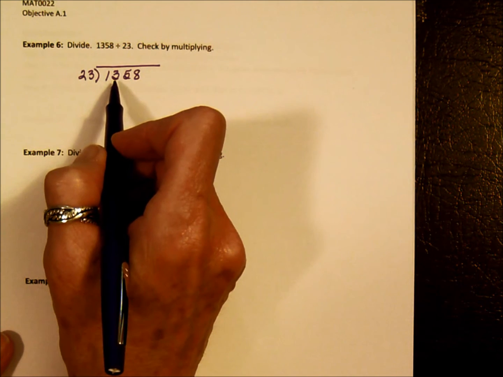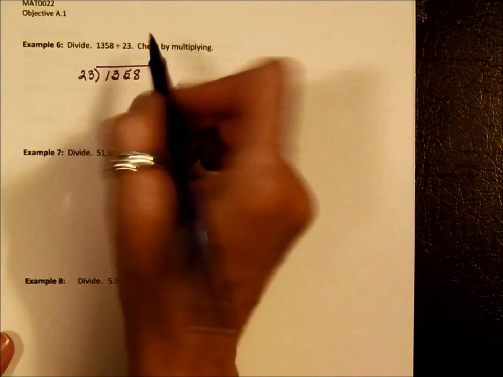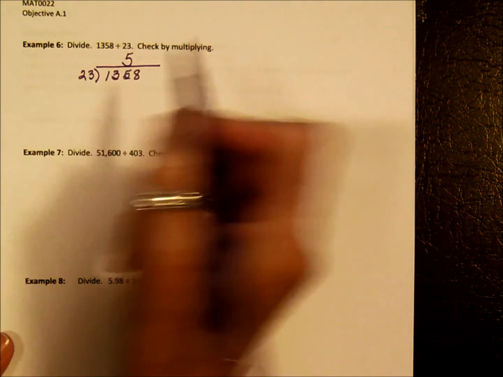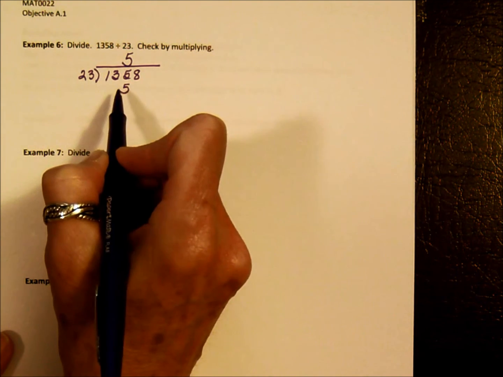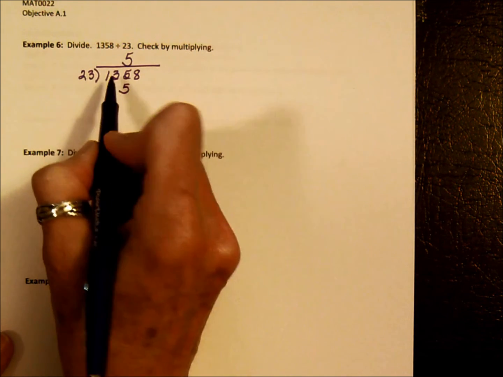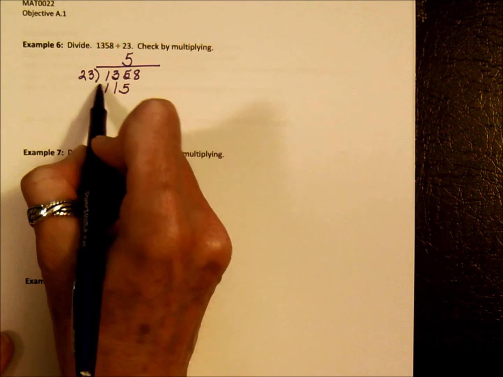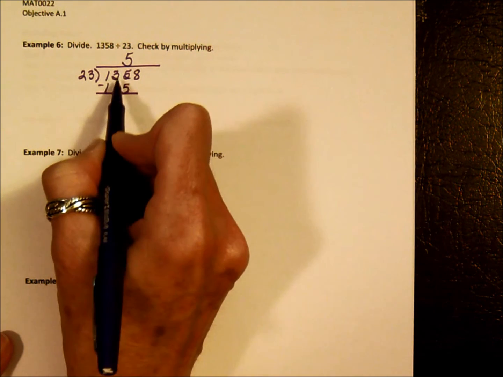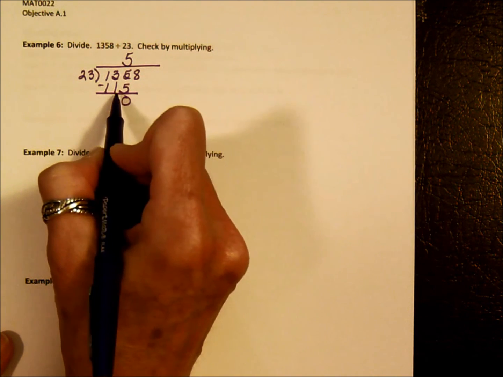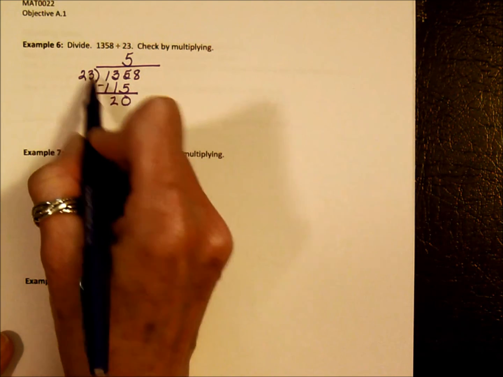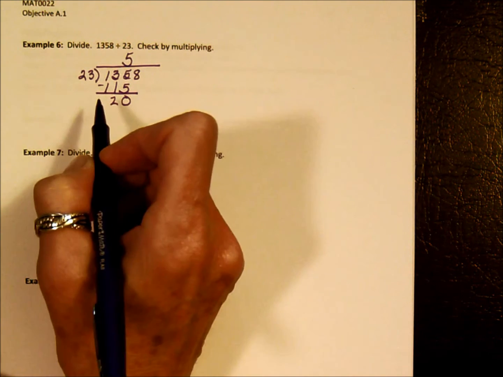5 or 6 times. You can try either one. I'm going to try 5. 5 times 3 is 15, carry 1. 5 times 2 is 10, and 1 is 11. Now, when I subtract, as long as what I get is smaller than my divisor, then I did it correctly.